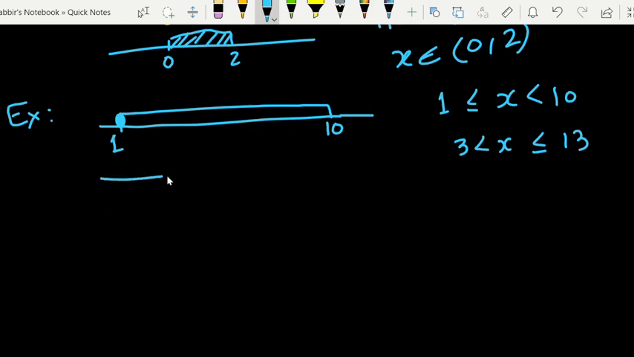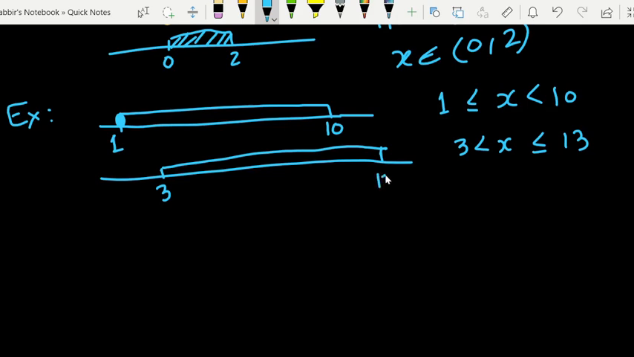Now the second inequality, which is 3 to 13, 3 excluded, 13 included, I will plot. So 3 would be on the right side of 1, so 3 would somewhere lie here. Now 10 is here, so 13 would be on the right side of 10, so 13 would be somewhere here. Now I will join these two guys. Okay, so 3 to 13 is this. Now since 13 is included here, so I will place a dark circle here. After doing this, guys, we will draw perpendiculars.